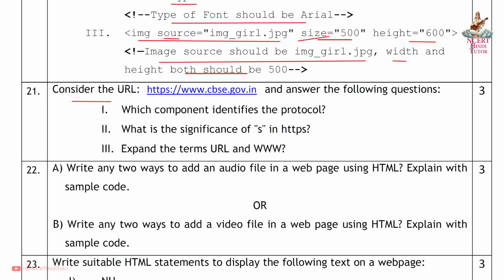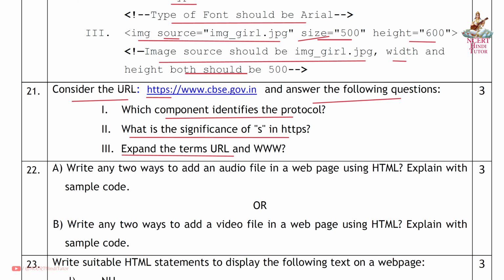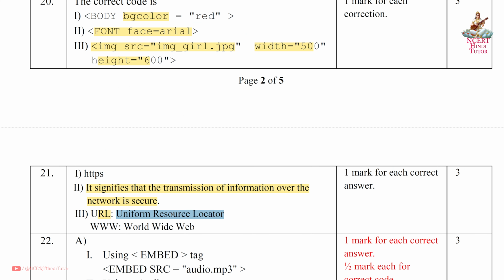Question 21. Consider the URL https://www.cbse.gov.in and answer the following questions. First, which component identifies the protocol? Answer: HTTPS. Second, what is the significance of S in HTTPS? Answer: it signifies that the transmission of information over the network is secure. Third, expand the terms URL and www. Answer: URL, Uniform Resource Locator; www, World Wide Web.